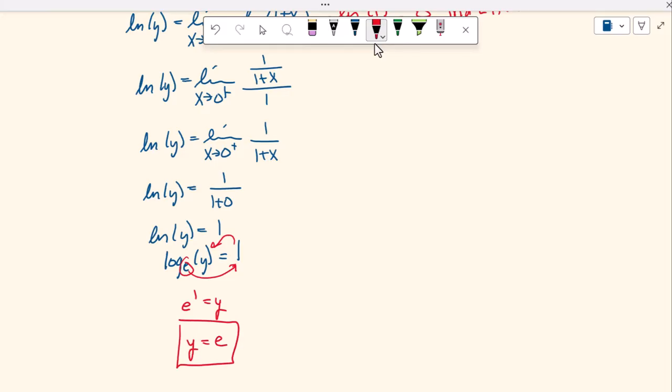Isn't that interesting? So the limit as x approaches 0 from the right of 1 plus x to the 1 over x is the definition of the natural number e. It's pretty cool. Let's look at another one.